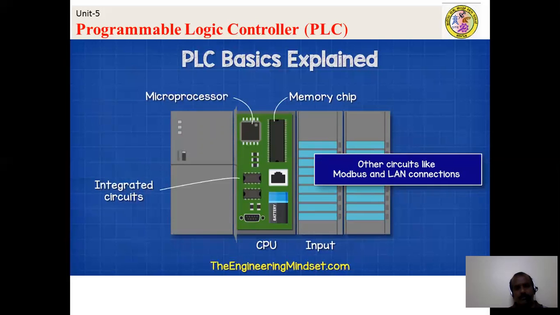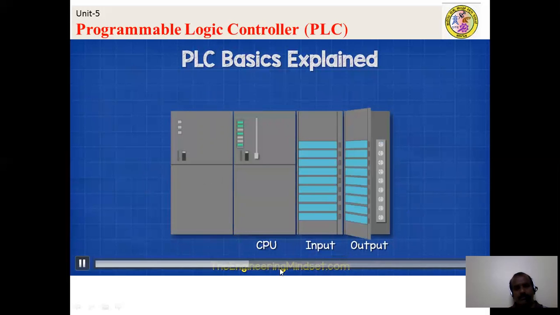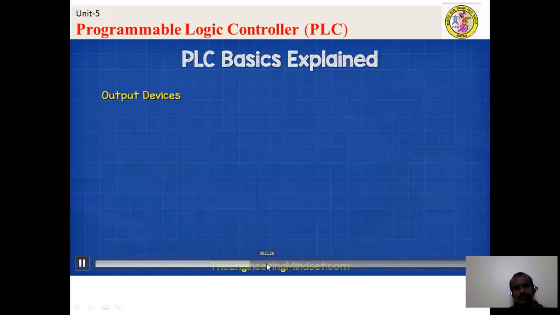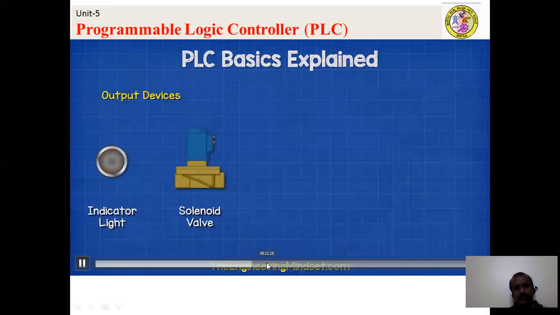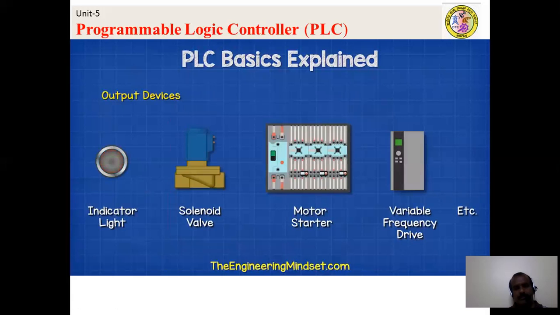This will also store the output history, any faults or alarms, etc. Then we also have other integrated circuits. These can be things such as Modbus and LAN connections, which allow us to remotely communicate with, reprogram, or even monitor the device. Then there's the output modules, or field output devices. This is providing the signal to the device we are controlling. For example, a simple indicator light, a solenoid valve, a motor starter, a variable frequency drive, etc.